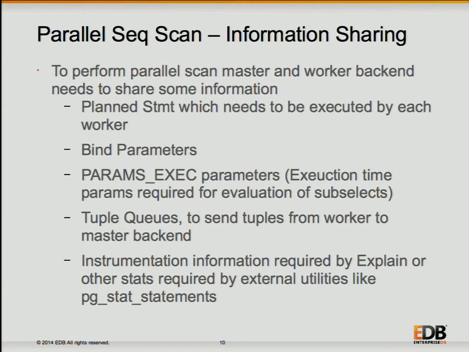And once this information is passed to the worker, each worker is now capable of performing the scan. And after performing the scan, each of them has to send the tuples back to the master, for which we use the tuple queues which are established between the master and the worker backends. And then finally, we need some statistics information as well, like for pg_stat_statements or the explain statement, for the work done by each of the workers. So some instrumentation information also needs to be shared between master and the worker backends. So these are the top-level pieces of information we need to share among master and worker backends to perform the scan correctly and completely.